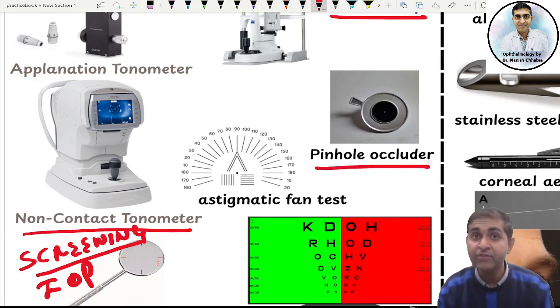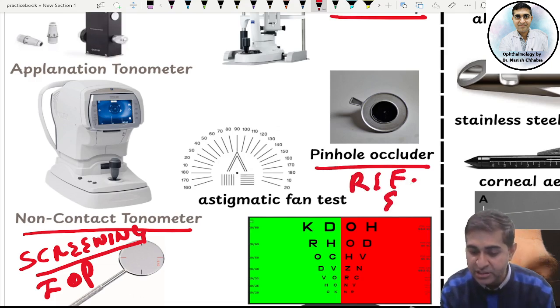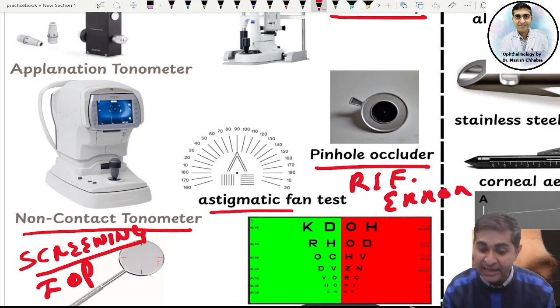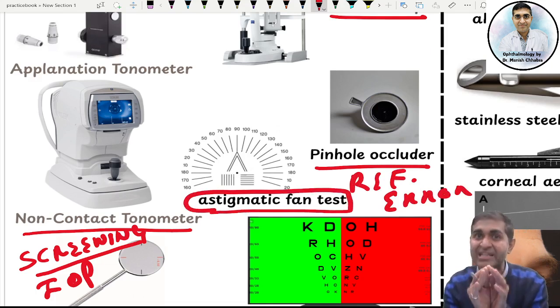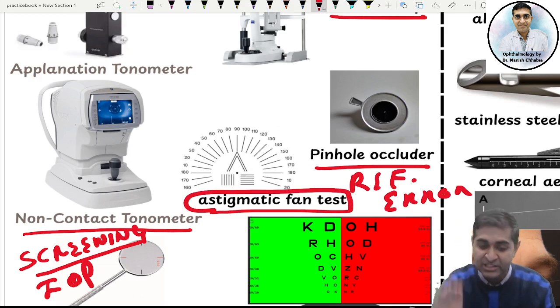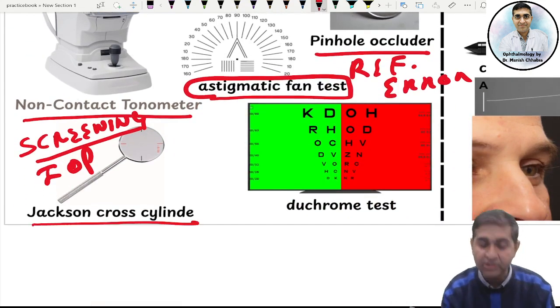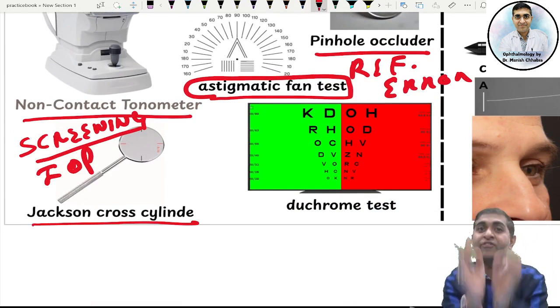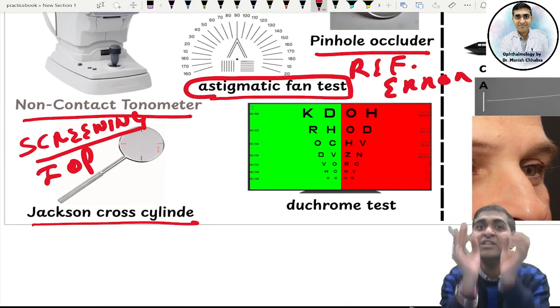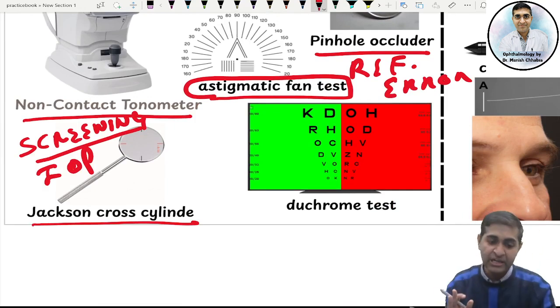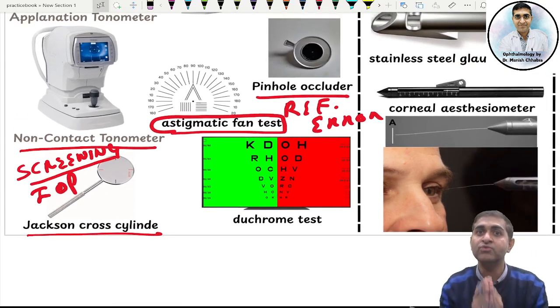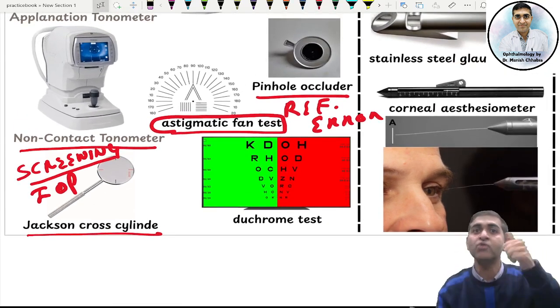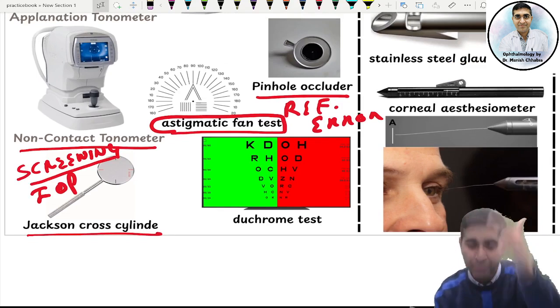Pinhole occluder: if the patient's vision is improving on placement of the pinhole, that actually tells me that the patient is having refractive error. Astigmatic fan test is used to assess the astigmatic error and axis in the patient. Jackson cross cylinder is used for the refinement of astigmatism, the refinement of the axis of the cylinder and that of the error, right? So these are the tests which are used for giving cylindrical glasses. You want to have accurate axis and accurate cylindrical power.